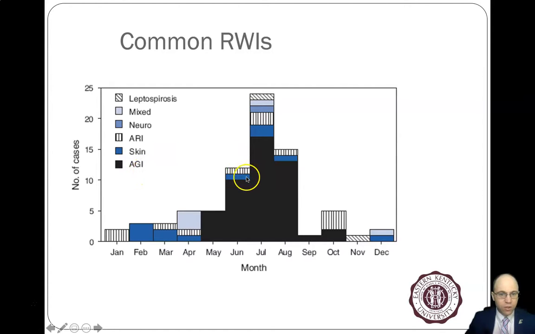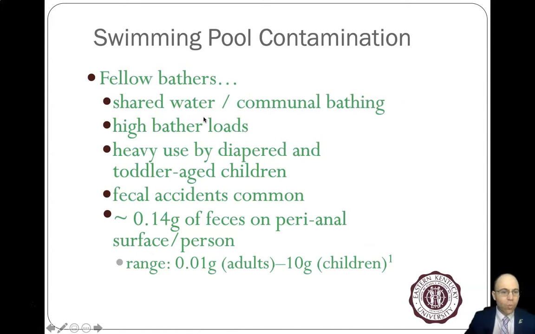And then the next one, the blue, these are skin-related recreational water illnesses. And then these are ARI, acute respiratory illnesses, then some neurological issues mixed, and then the obscure one, like leptospirosis. So where does this diarrhea risk come from?